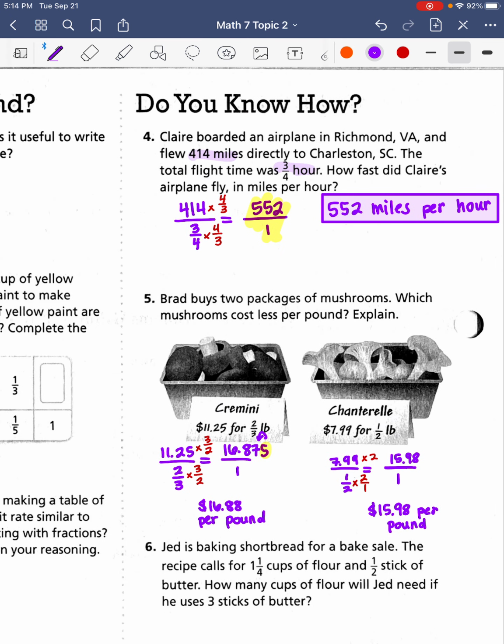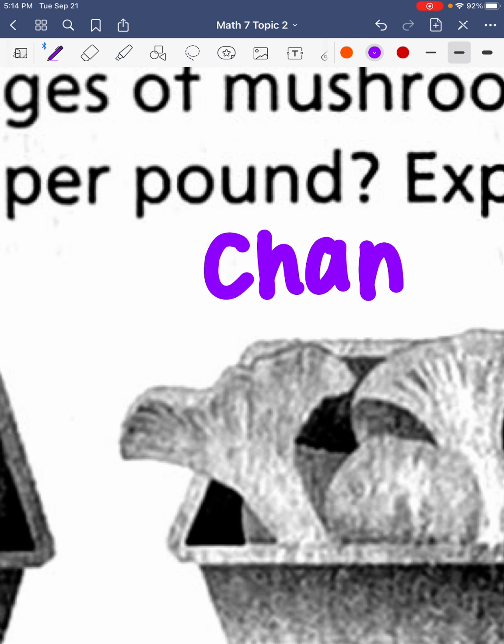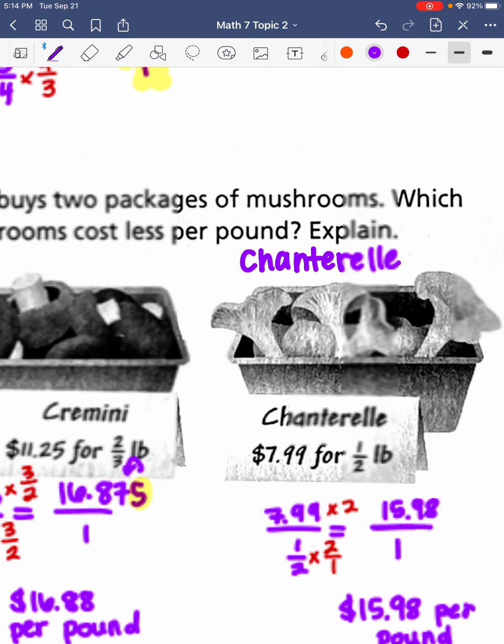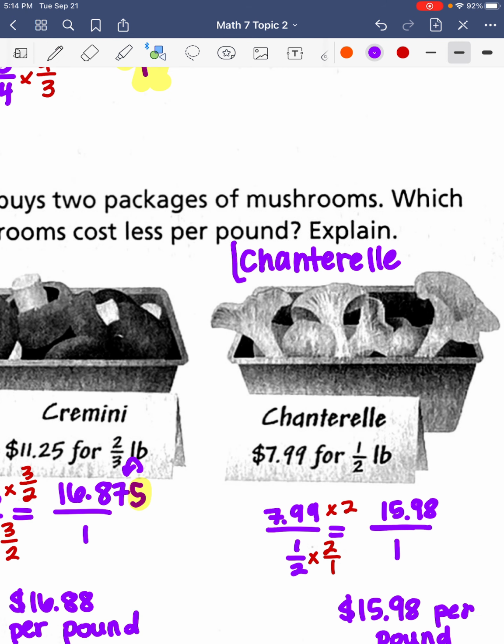So the question is, which mushrooms cost less per pound? And the ones that cost less per pound are these right here. So the chanterelle mushrooms are the better deal. And those are the ones that we would probably buy.